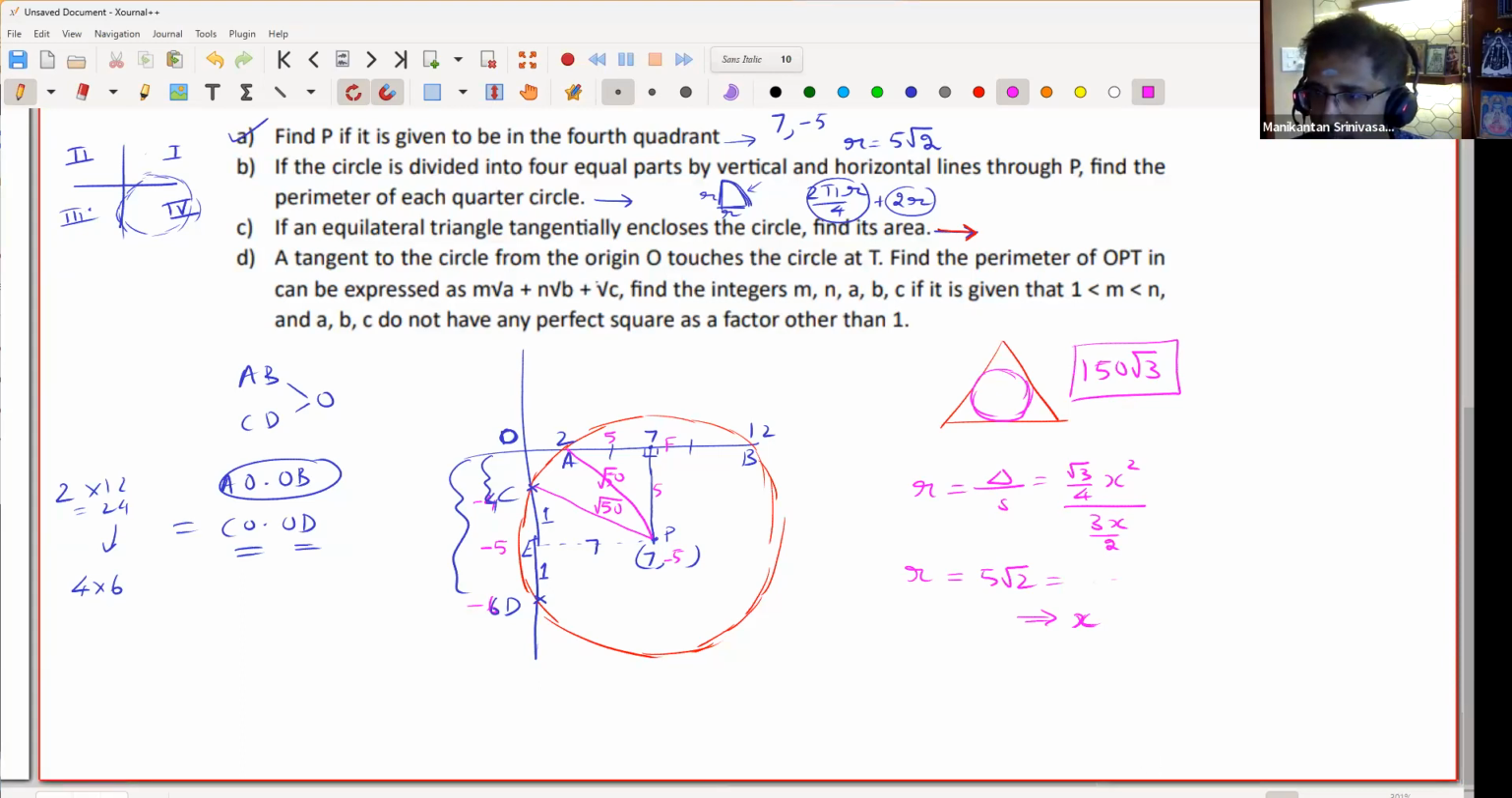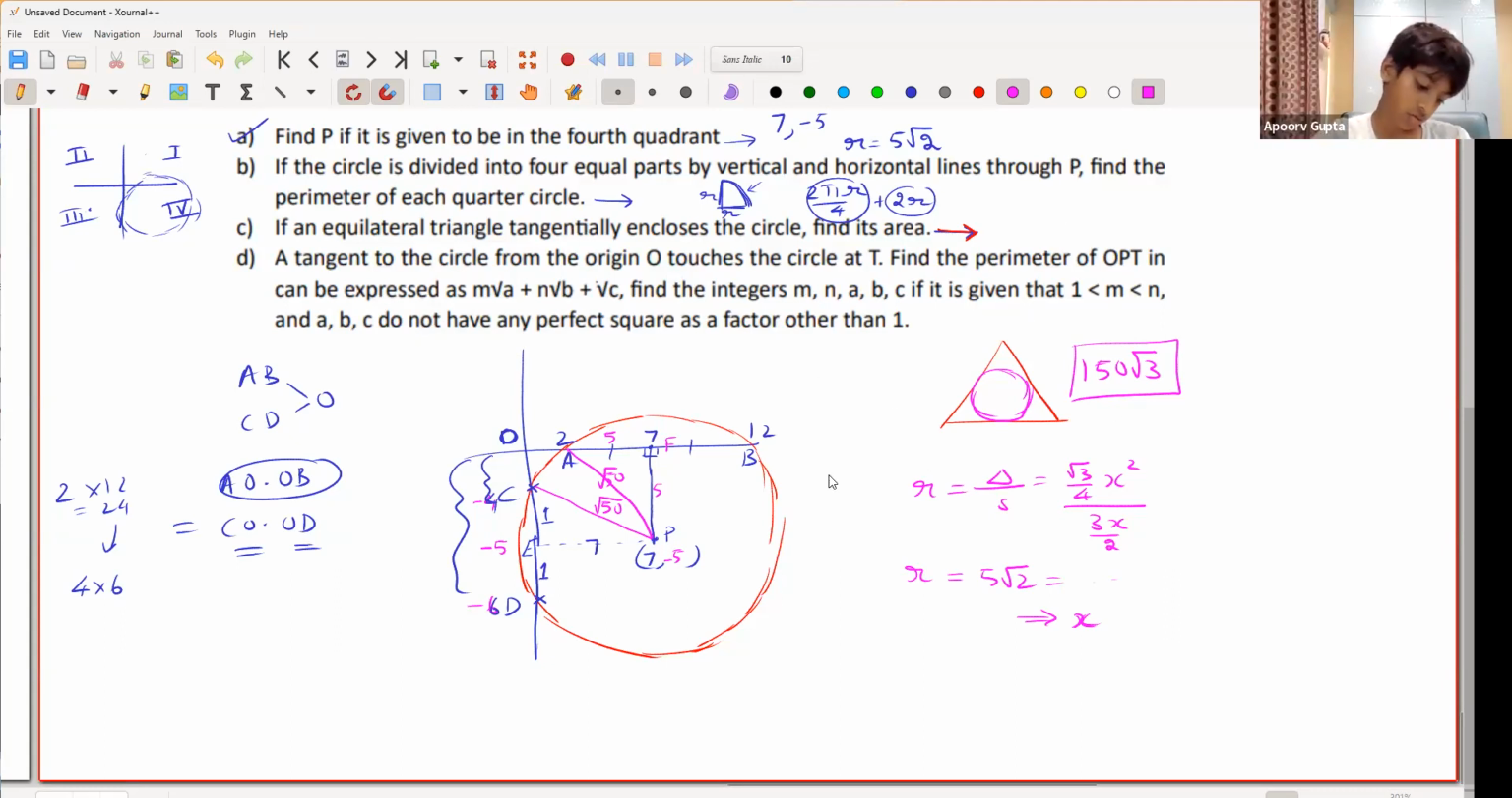Who has done this? Kunsh, were you able to do the D part, tangent to the circle? No, sir. I got stuck in A itself. Okay. All right. Apurva, what did you get?